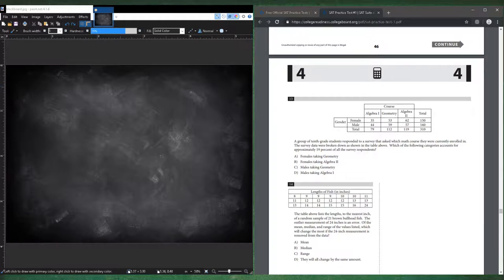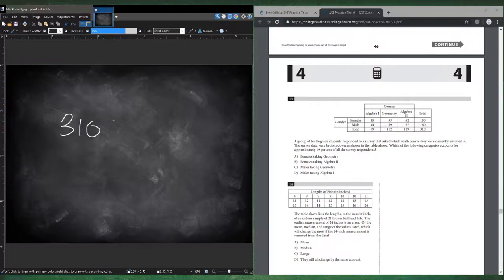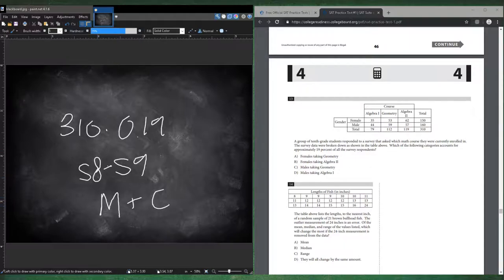So, basically, you want to find out what is 19% of all. So, right now, all of them in total, as shown in the chart, is 310. So, we need to find 19% of that. So, 310 times 19% is about 58 or 59-ish. So what number in the chart is 58 or 59? That is the males taking geometry. So that will be answer C.